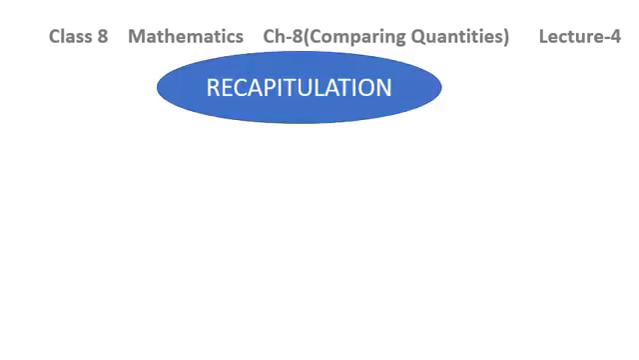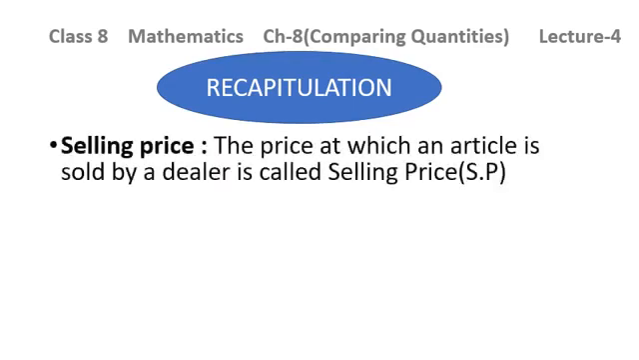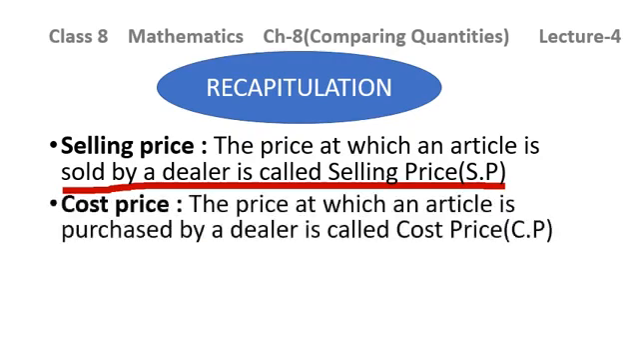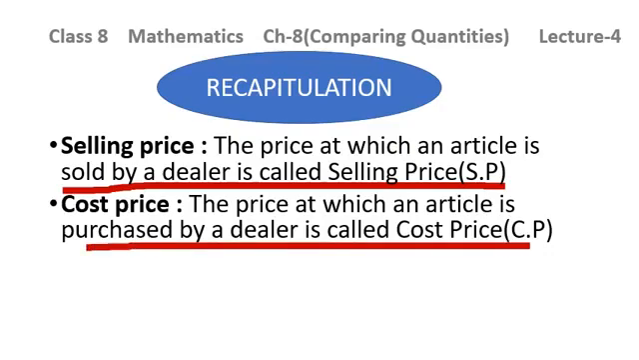Let us recapitulate. We have learnt about selling price, the price at which an article is sold by a dealer is called selling price, that is SP. In short, we can write selling price as SP. Then we have learnt about cost price, the price at which an article is purchased by a dealer is called cost price or CP. In short, we can write it as CP.